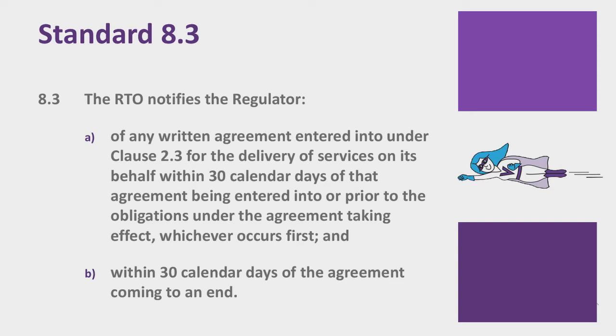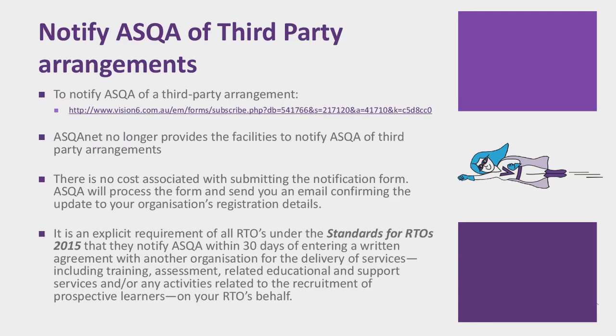Standard 8.3 is all about notifying ASQA of those third-party arrangements. So you need to ensure that they're notified of any written agreement entered into under Clause 2.3 for the delivery of services on its behalf within 30 calendar days of that agreement being entered into or prior to the obligations under the agreement taking effect, whichever occurs first. And within 30 calendar days of the agreement coming to an end. So you need to notify ASQA of both of those.